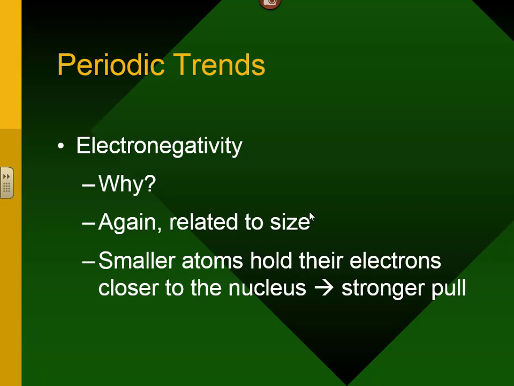The other 3 are all opposite. The other 3 all increase up and to the right. So that would be ionization energy, that would be electron affinity, and that would be electronegativity. You have to memorize size. If you can remember which corner is the biggest, then you automatically know the other three trends because you know that they're opposite of size.